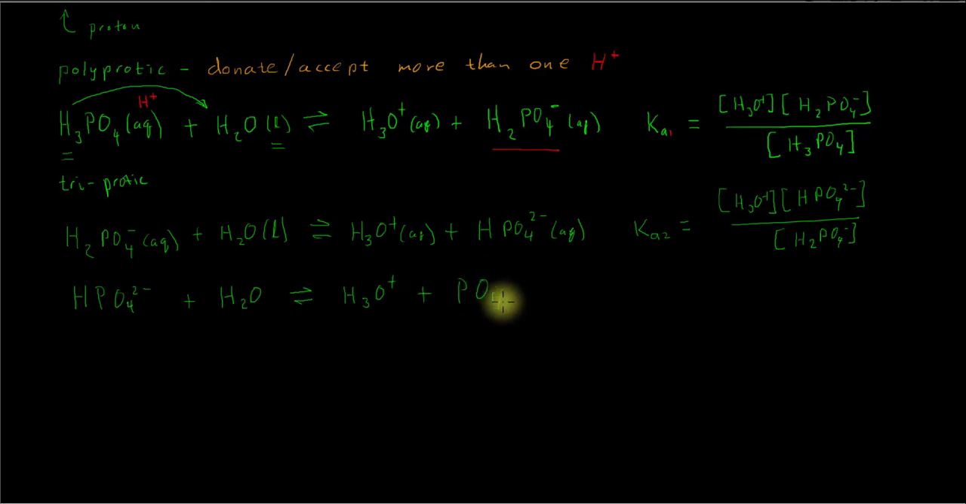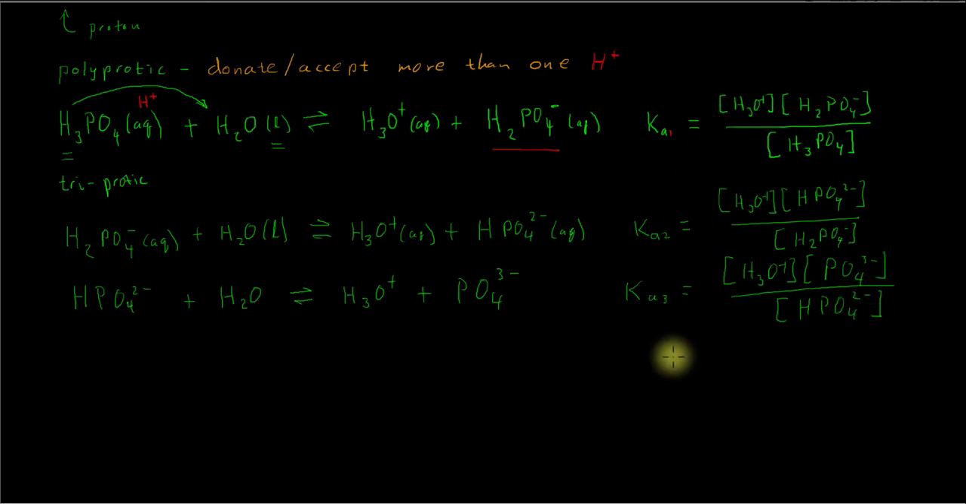We just get phosphate, PO4 3-. And so there's going to be a Ka3 for that, and so that'll be the equilibrium concentrations of hydronium and phosphate divided by the equilibrium concentration of the hydrogen phosphate anion. All right, so there's our 3 Kas.